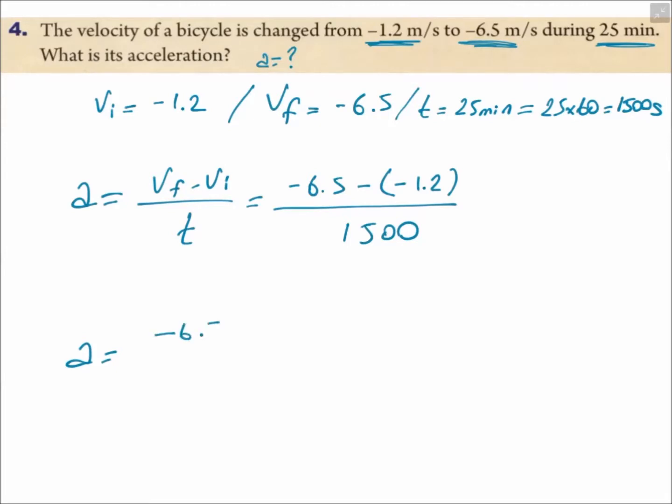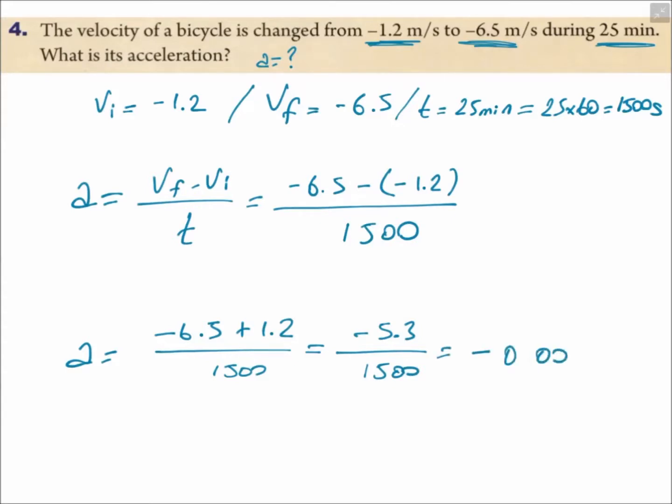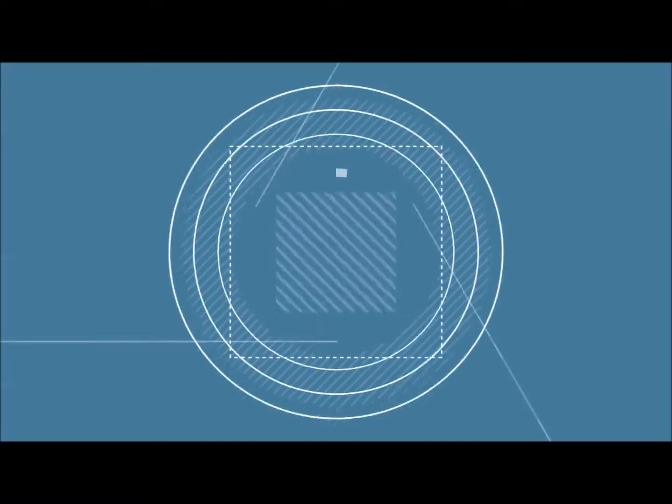Negative 6.5 plus 1.2 over 1,500. So it will be negative 5.3 over 1,500. Then the result is going to be negative 0.0035 meter per second square. Thanks for listening.